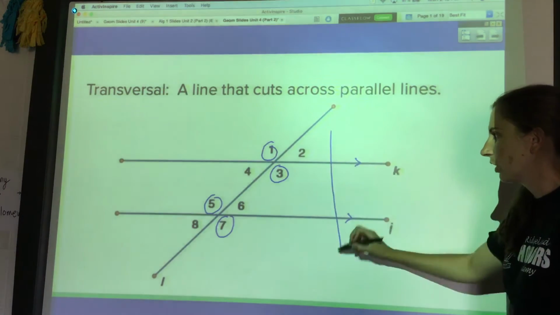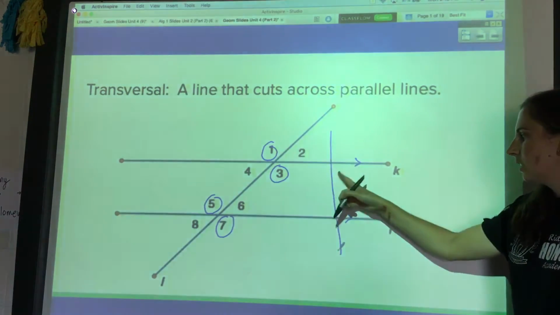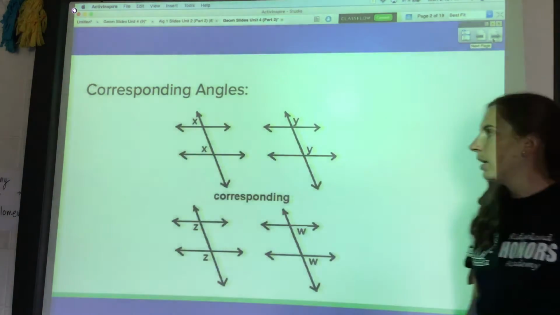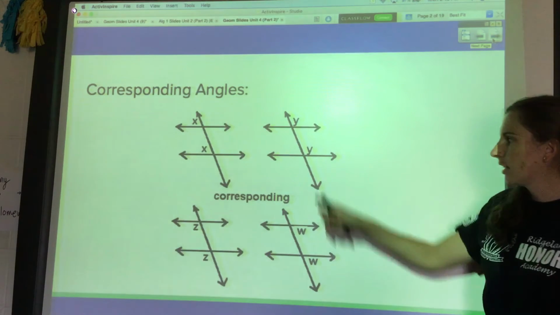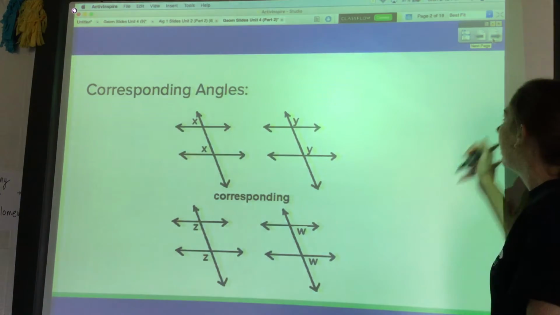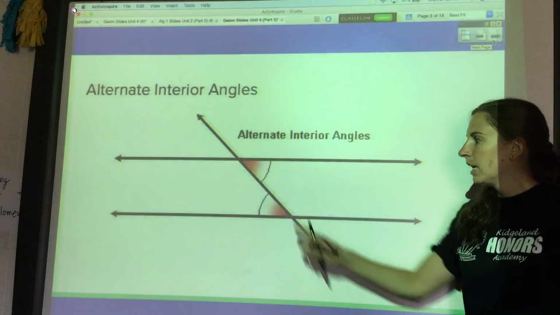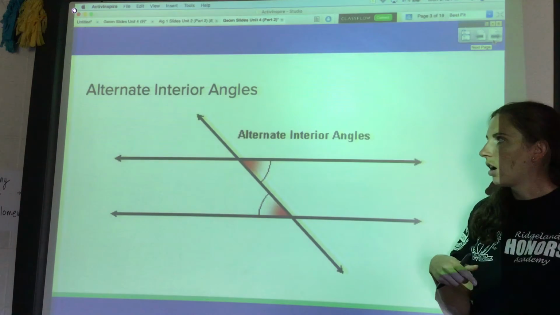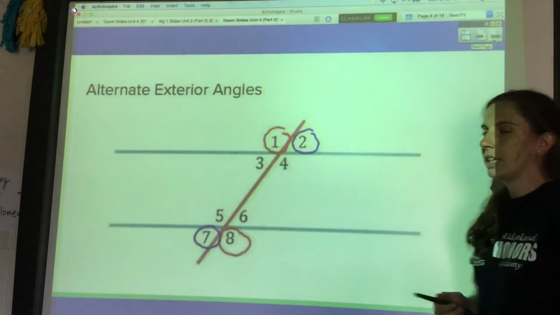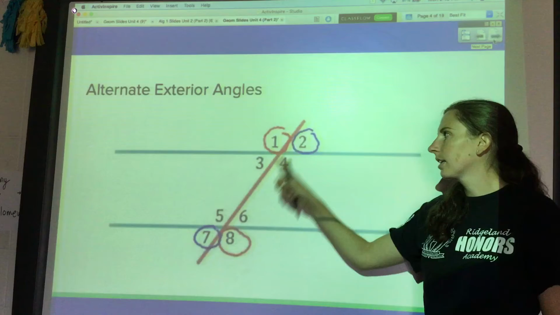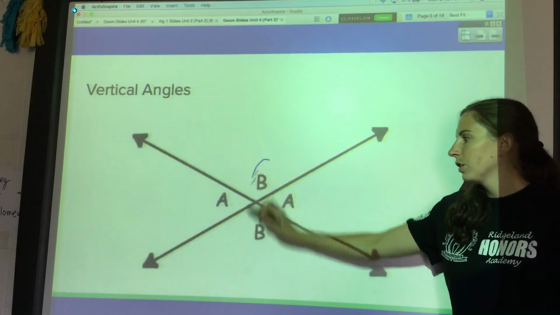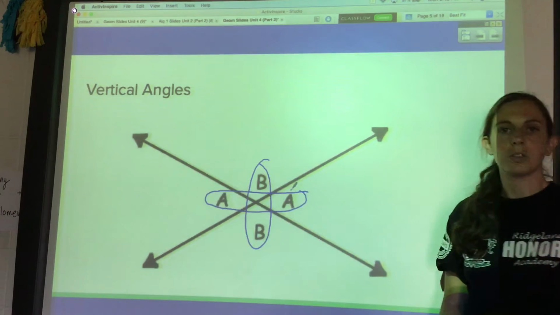If I had another transversal, it would do the same thing. These 4 would be congruent, and then the other 4 would be congruent. Just to remind you on that vocab, the ones that are in kind of the same position, like top right and top right, those are called corresponding angles. They are congruent. If they're opposite each other on the inside, they're called alternate interior angles. Those are congruent, and these are congruent. If they're opposite each other on the outside, they're called alternate exterior angles. They're also congruent. And then we've got vertical angles, which are just across from each other. Those are also congruent.